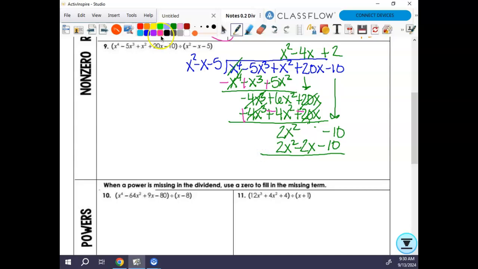Then I change the signs on the second row. I zero this out. 0 plus 2x is 2x, and then this zeroes out. So I'm just left with a 2x. So my answer then is x squared minus 4x plus 2 plus the remainder, which is a fraction, which is 2x over x squared minus x minus 5.